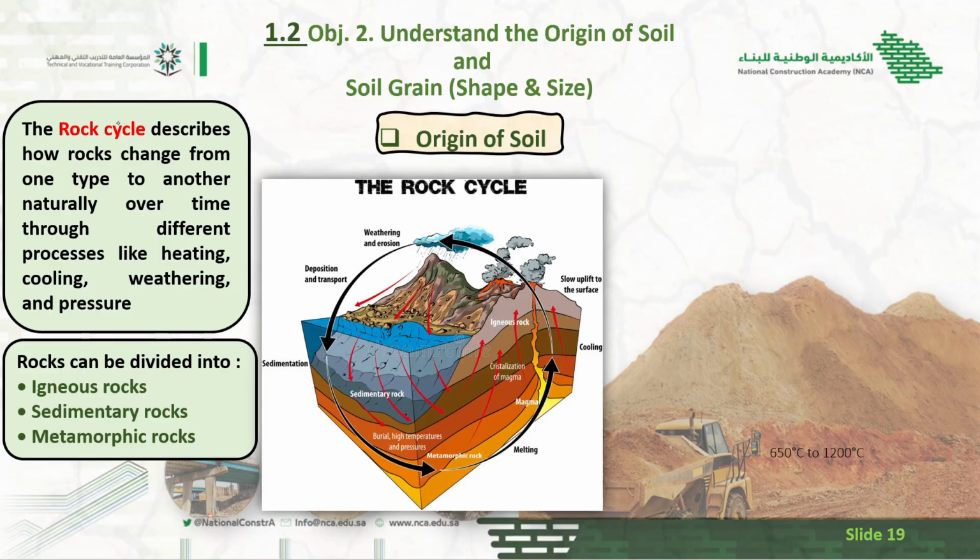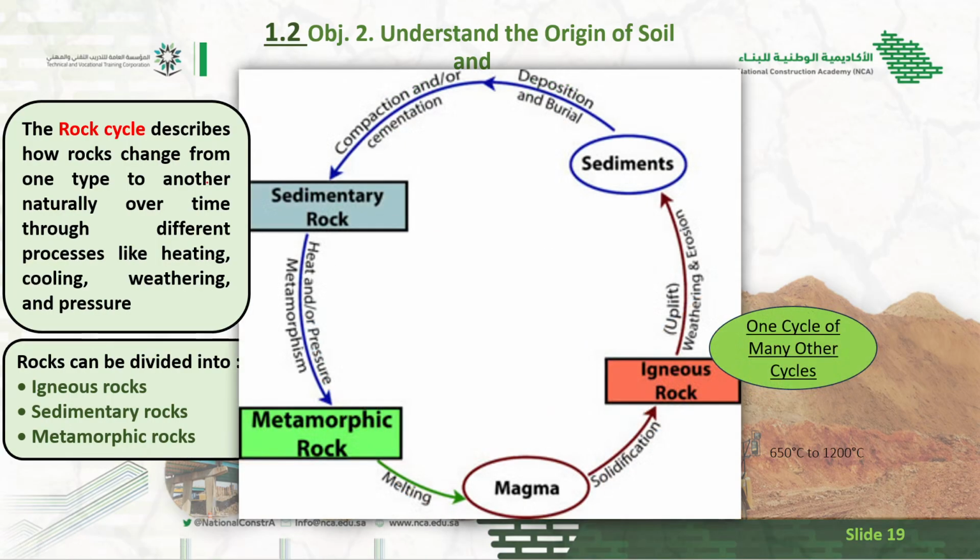The next topic is very important: rock and soil formation. The rock cycle describes how rock changes from one type to another naturally over time through different processes like heating, cooling, weathering, and pressure. So the first one, for example, this is the ground level, and these are different strata.